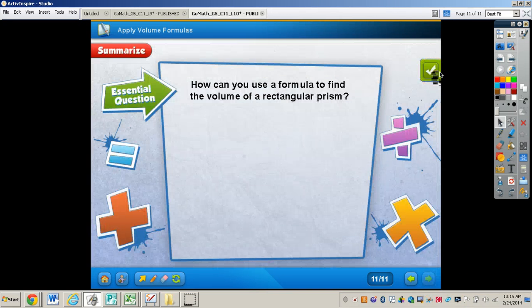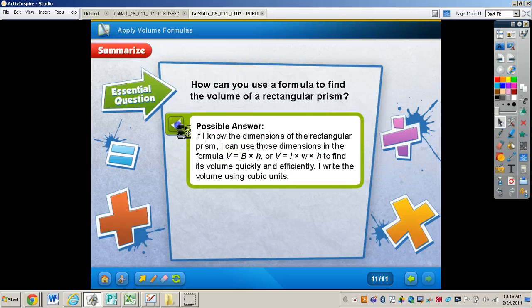Okay, we have our essential question. How can you use a formula to find the volume of a rectangular prism? I know the dimensions of the rectangular prism. If you know the dimensions of the rectangular prism, you can use those dimensions in the formula. Volume equals base times height, or volume equals length times width times height, to find its volume quickly and efficiently. And we write the volume using cubic units. So this is how you apply volume formulas to find volume of a figure, of a rectangular prism.